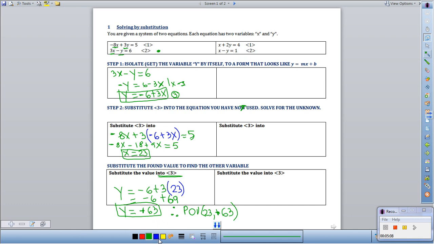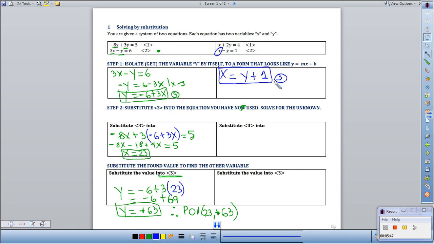Now, as we noticed in the first example, it was easier to isolate a variable that had the coefficient 1 or negative 1. In this example, we have more opportunities, more choices to isolate one of the variables because both x's in the two equations have the coefficient 1 and the y in that second equation has the coefficient 1. So I'm going to choose actually the x in that second equation and I'm going to isolate it. So x equals y plus 1. And that becomes my third equation.